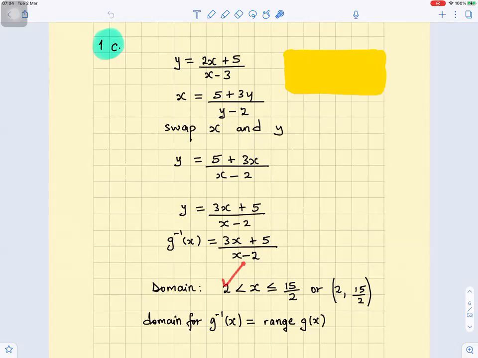And the domain is from 2 to 15 over 2. And the domain for G inverse is the range for G.